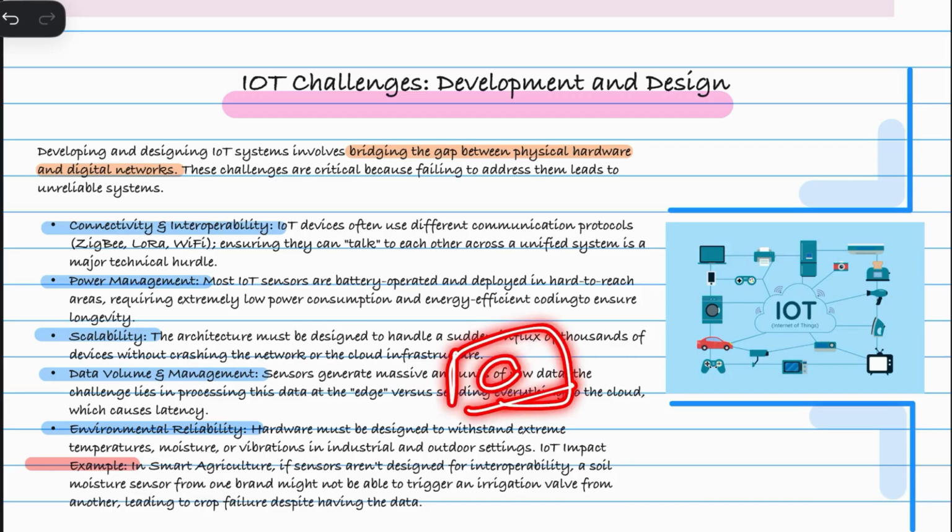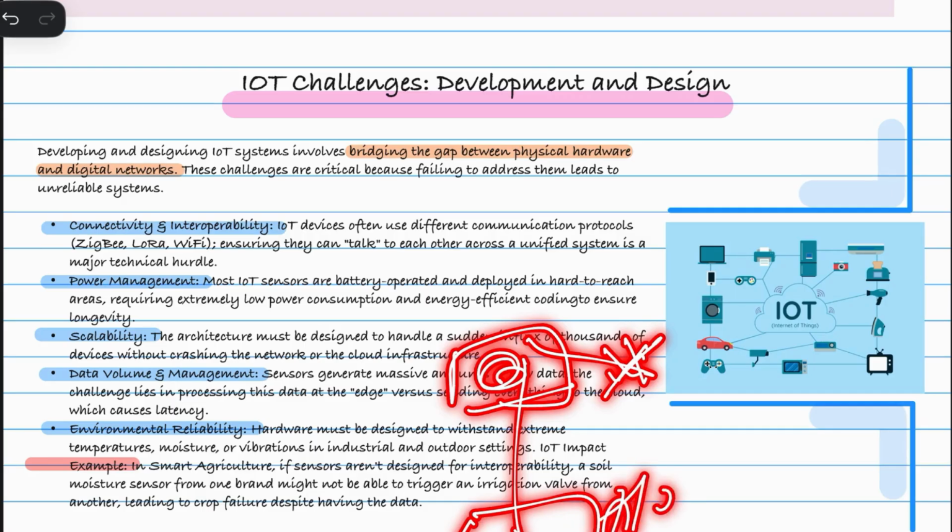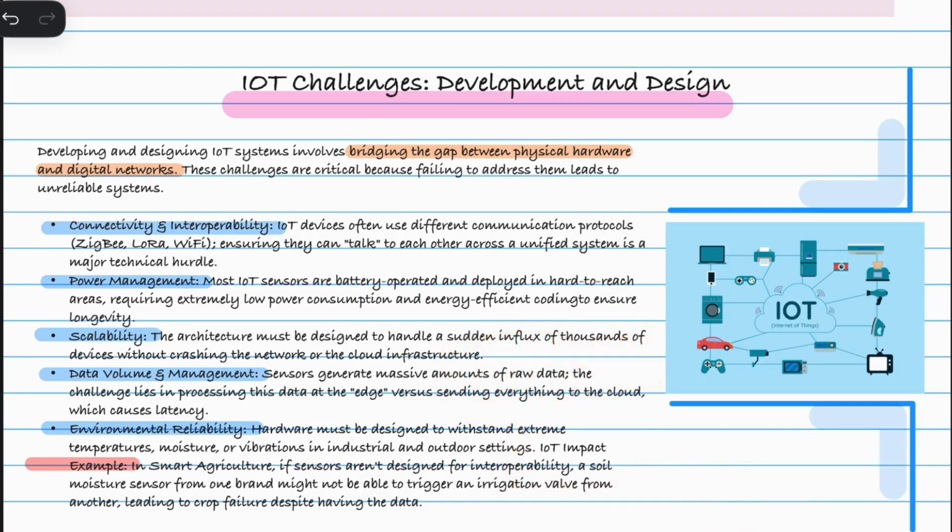All right, so internally process the data, filter out the noise, whatever noise is, and send only the critical alerts to the cloud, so that the cloud is only storing the data which is required and an unnecessary storage bill is not created. All right, and then there is environmental reliability.